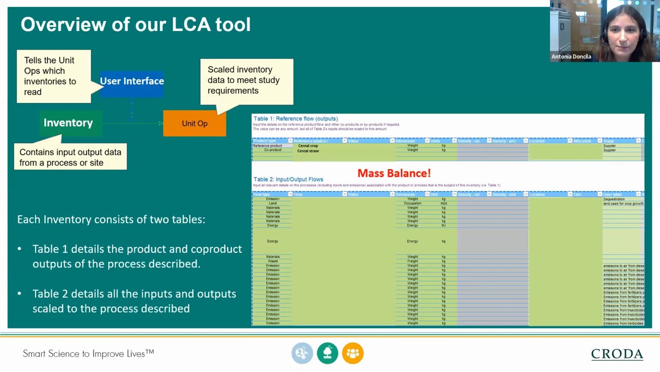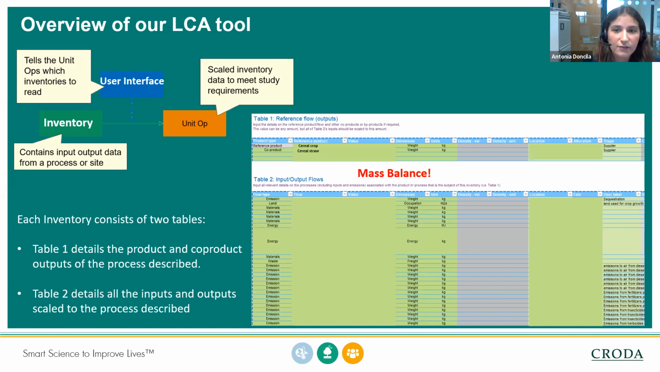Furthermore, you can see in this example that when you produce cereal grains, there's also a straw co-product, and because straws have economic value, they're utilized in different applications. We allocate some of the emissions and environmental impacts of growing a cereal crop to this co-product, to straw, using a particular percentage split based on the economic value of the two products.